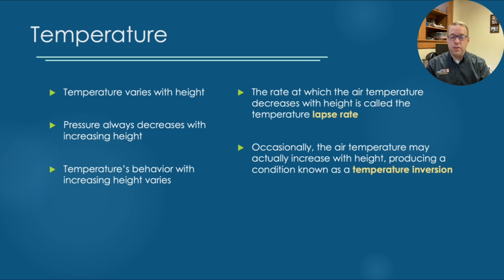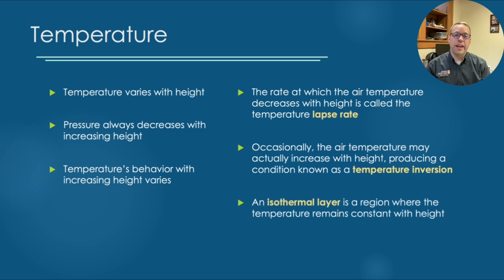Now, somewhere in between those two, you have a layer where you have a temperature that remains constant with height. We call this an isothermal layer. Iso is a Latin term meaning same, and thermal is a term meaning temperature, same temperature. So isothermal is a region of the atmosphere where the temperature remains constant. We will see both isothermal layers and inversion layers in our atmosphere.